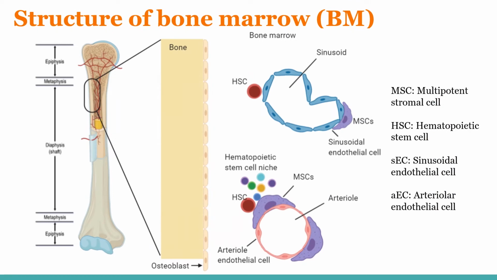In the bone marrow, at least two major types of endothelium have been identified: the sinusoidal and the arteriolar endothelium. Near this endothelium, there is a very important cell called multipotent stromal cells, or MSCs, which can always be detected in perivascular locations in various organs. And all these cells, together with hematopoietic stem cells, construct a hematopoietic stem cell niche in bone marrow.